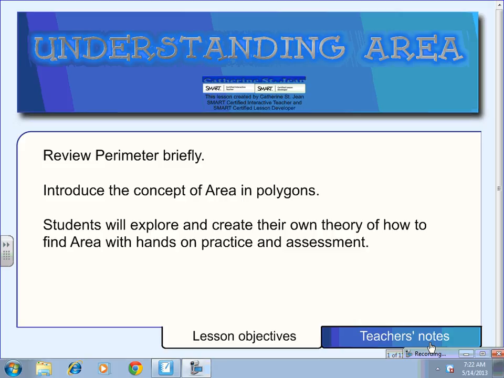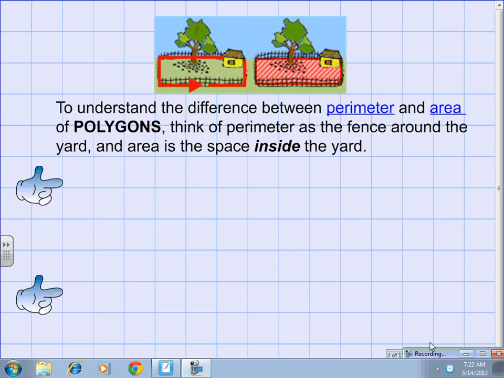Today we're starting area without using blocks or tiles. To understand the difference between perimeter and area of polygons, and a polygon means a two-dimensional shape with three or more sides. Think of perimeter as the fence around your yard, because when you measure perimeter, you measure the distance around an object, and think of area as the space inside the yard.